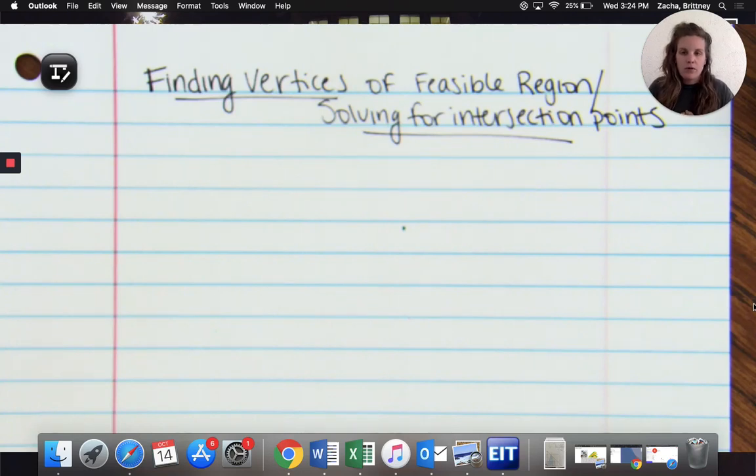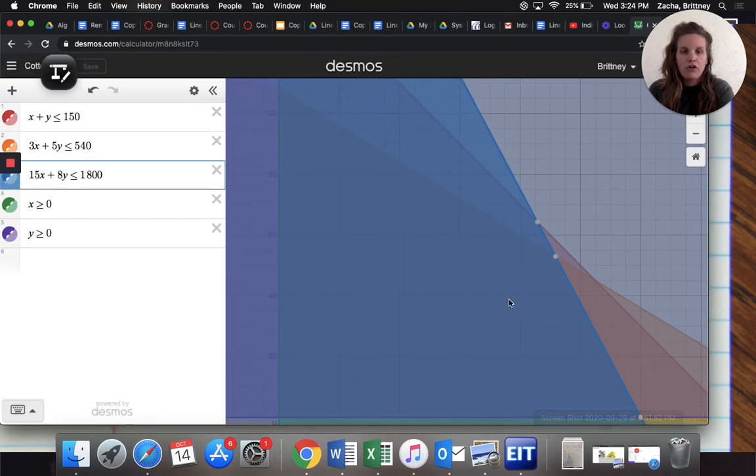So the next step in the process is finding the vertices of your feasible region, which is the overlapping region of all your constraints. Another way to say that is solving for your intersection points, because it's going to be two lines crossing that represent the vertices of your polygon, or of your feasible region. So it's going to be really helpful to have Desmos up with your graph.